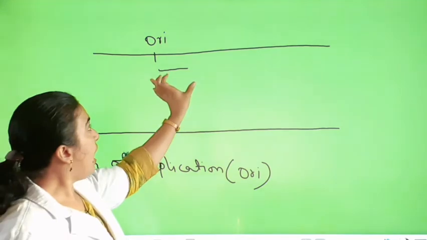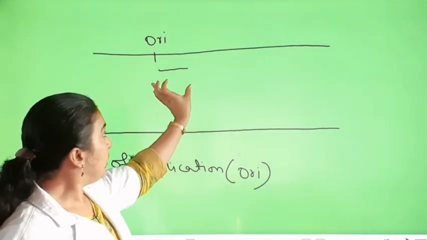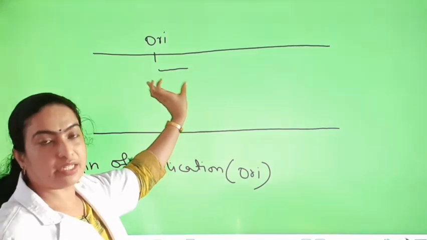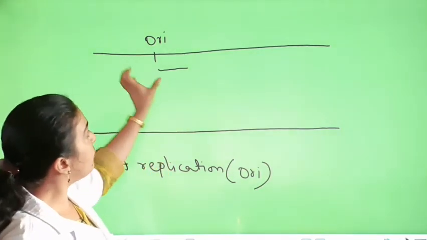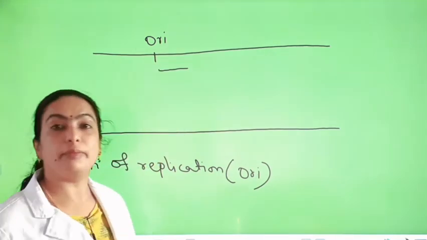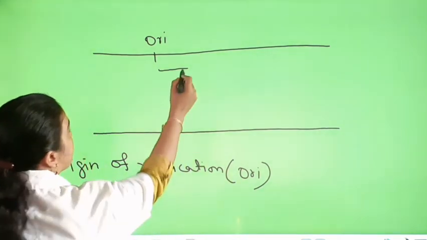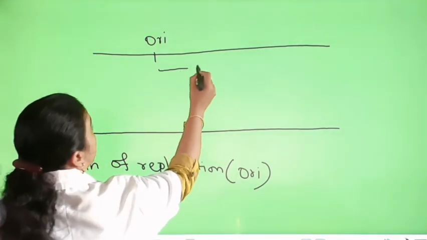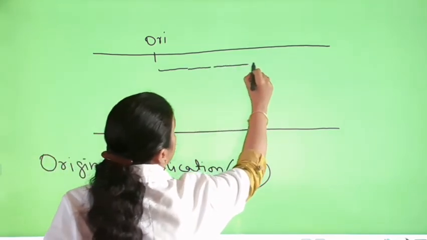I told you the RNA primer is a short stretch of nucleotides. It's an RNA molecule. This RNA primer helps the DNA polymerase enzyme with polymerization. So this is the primer, and after that, the DNA polymerase enzyme can do the elongation process.